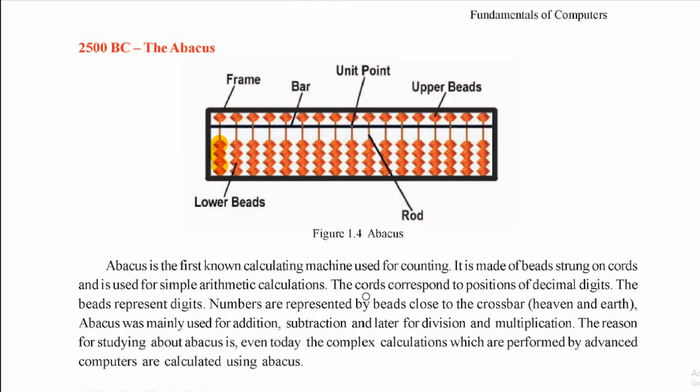So these cards correspond to the decimal positions. For example, this is unit place, this is 10th place, this is 100th place, this is 1000th place, like this. So positions of digits: we have the unit place, 10 power 0, the 10th place, 10 power 1, we have 10 square, which is 100, and 10 power 3, which is 1000, 10 power 4, 10,000, 10 power 5, lakhs. Exactly these will be representing the positions of the digits.